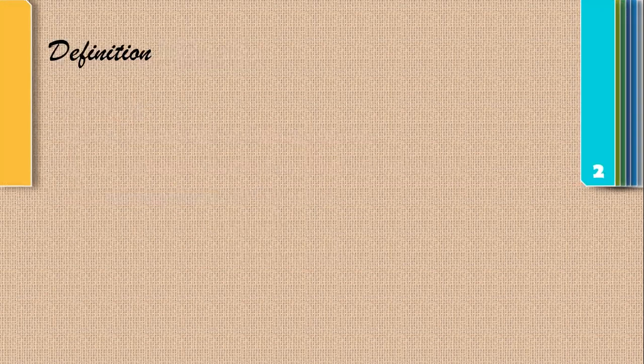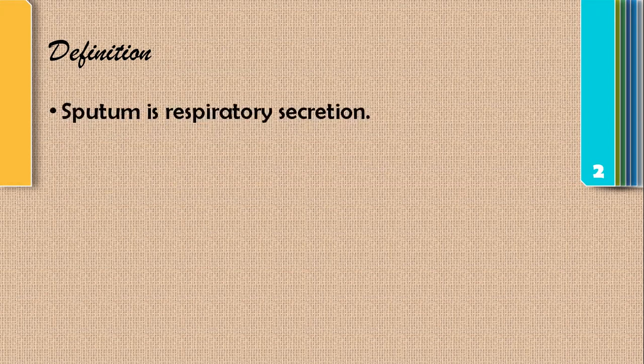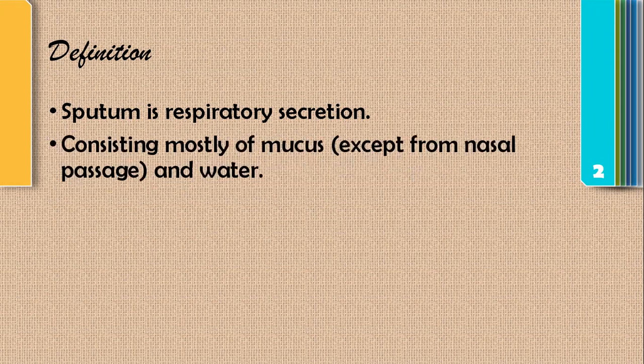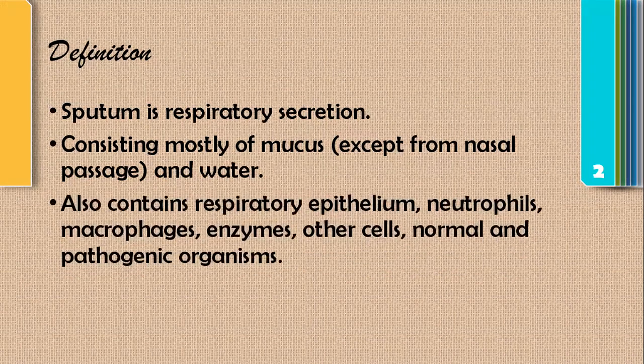So let's start. What is sputum? Defining sputum, we can say that sputum is a respiratory secretion which consists mostly of water and mucus. But this mucus is secreted from all parts of the respiratory tract except from the nasal passage. It also contains respiratory epithelium, neutrophils, macrophages, enzymes, other cells, as well as normal and pathogenic organisms. So this is the definition of sputum.